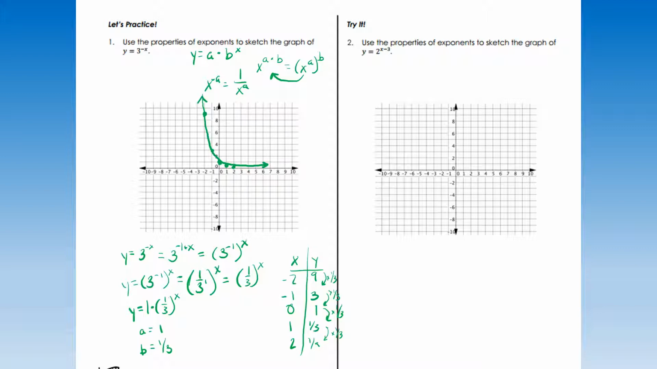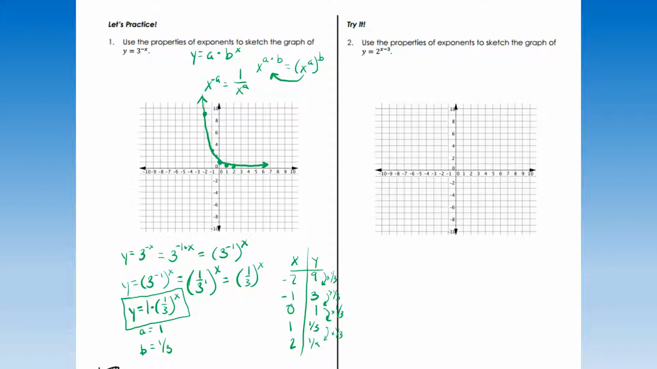All right, we were able to rewrite it into this form here, y equals 1 times 1/3 to the x power by using two rules for exponents. We broke apart negative x into -1 times x, which made the expression 3 to the negative first to the x power. Then using what we know about negative exponents, we flipped this and it became 1 over 3 to the first, or just 1/3 to the x.